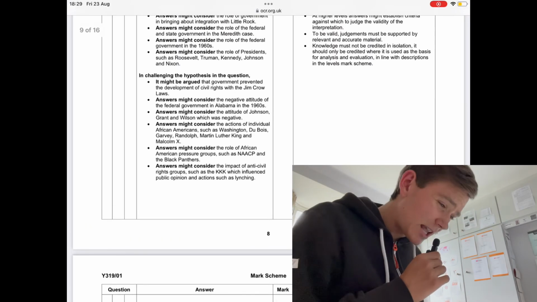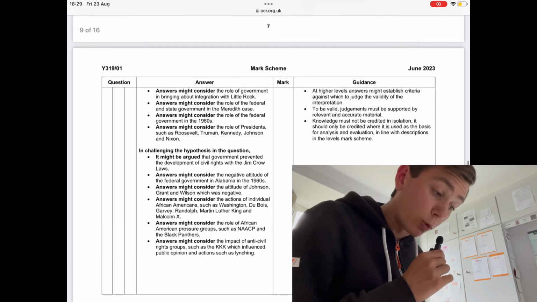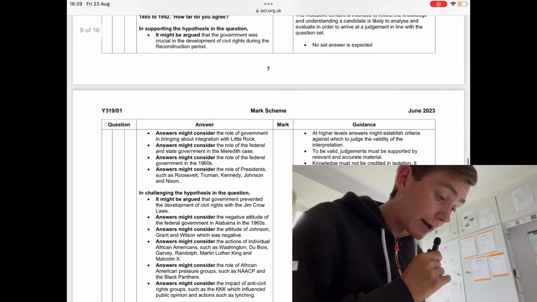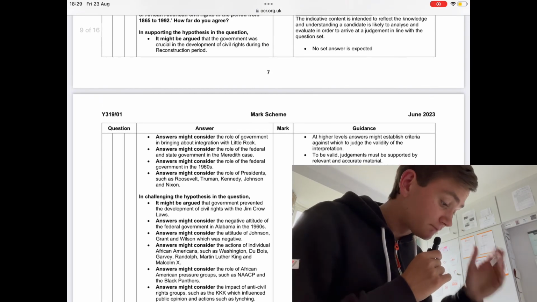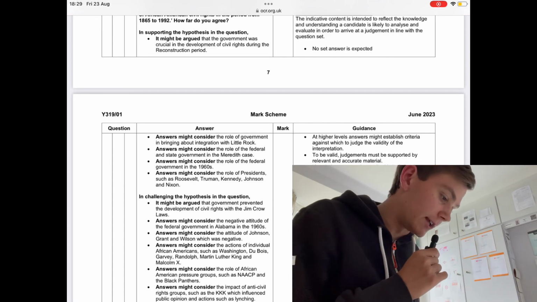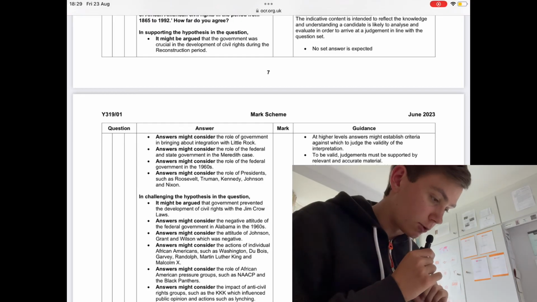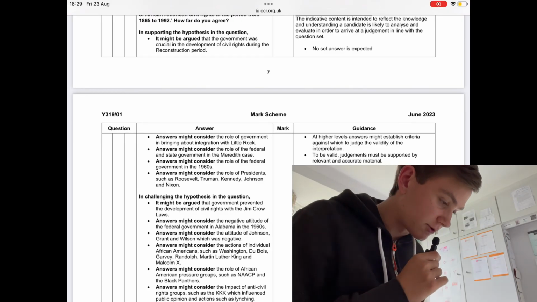So as you can see, the mark scheme is very open. It's clear what it wants. It's quite short and snappy, but it makes clear that it's all about no set answer expected. You consider a broad range of ideas, you interpret and analyse them a lot, and have small pockets of own knowledge to really justify what you're saying, but not just in isolation.